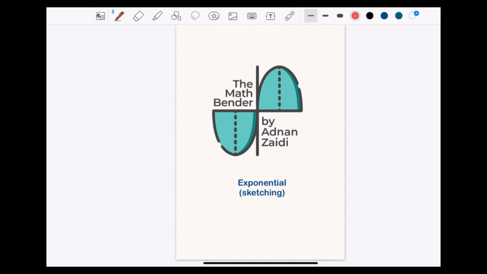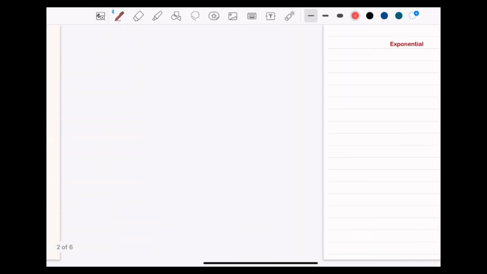In this session we'll talk about exponential functions and precisely how the sketch of an exponential function looks like and what are the variations of it. So let me start off with what a basic exponential function or what a mathematical exponential equation is.